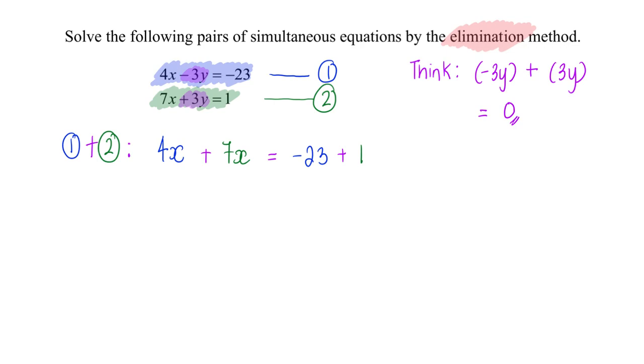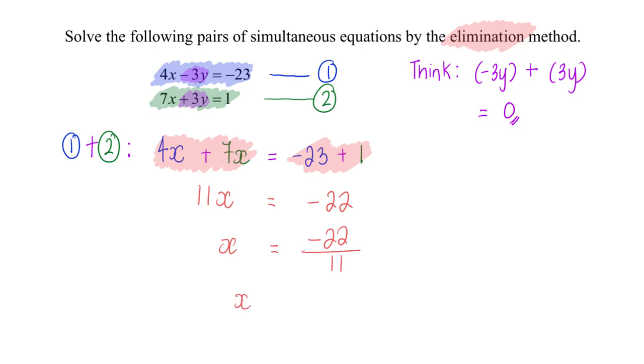And we can solve this equation already, isn't it? Right? So we would have 4x plus 7x. That will give me 11x. Negative 23 plus 1, negative 22. And therefore my x will be equal to negative 22 divided by 11. Very good. Negative 2.